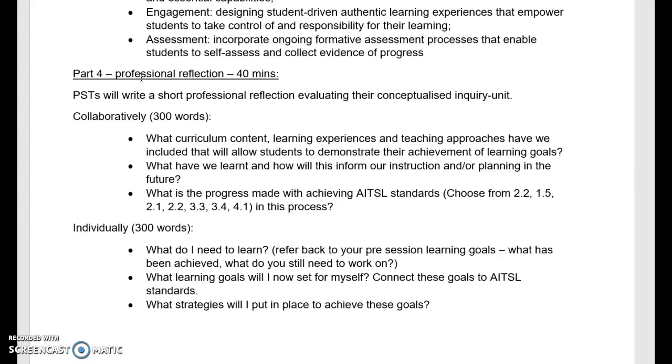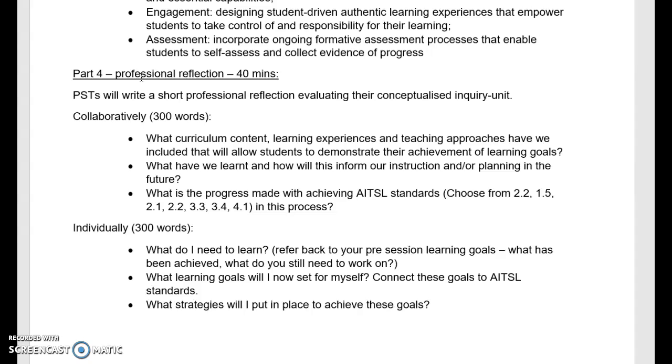Third dot point, so what is the progress made with achieving the AT2 standards? So we've got some ones to choose from, and they can be found on the VU Collaborate space. So here we don't want you to just rewrite the AT2 standard. We really want you to discuss and evaluate how you have progressed or how you have achieved that particular standard, and you can just pick one. You're really justifying why you've achieved or how you've progressed in that particular standard here.